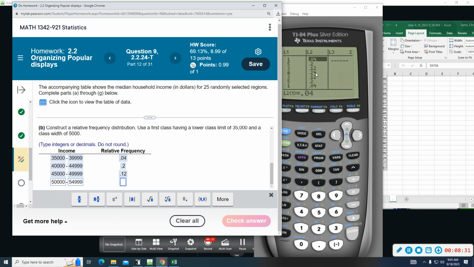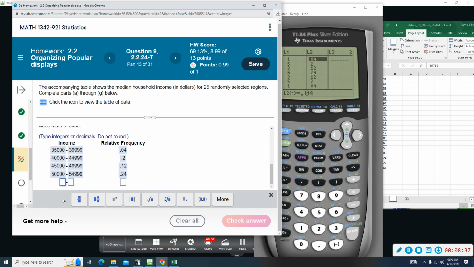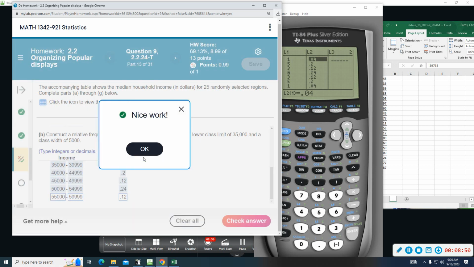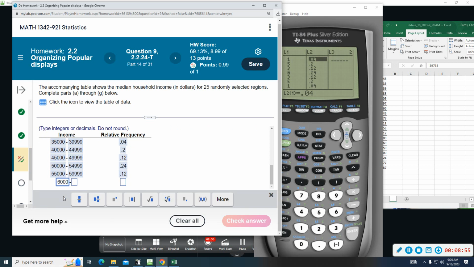To the 0.12, 0.24. $55 and 59, 0.12. 60, 64. Too many nines. That's going to give us 0.2.